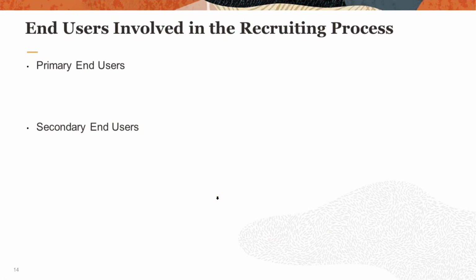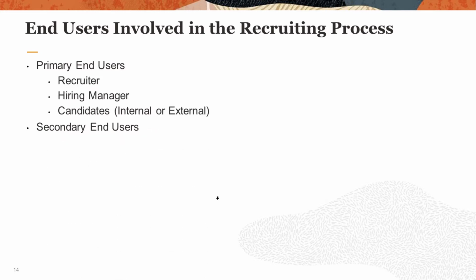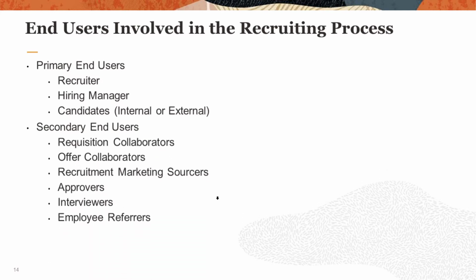Next, we shall have a look at the end users involved in the recruiting process. The primary end users involved are the recruiter, the hiring manager, and the candidates, which are internal or external. The secondary end users involved are requisition collaborators, offer collaborators, recruitment marketing sourcers, approvers, interviewers, and employee referrers.